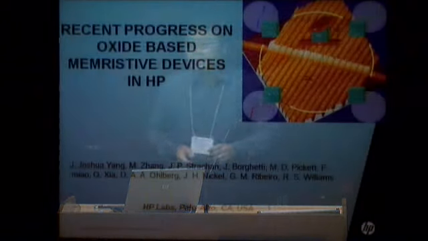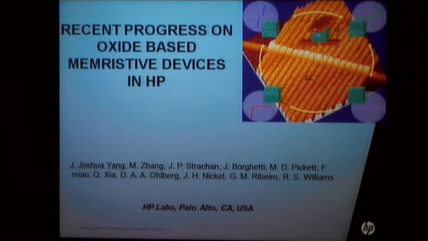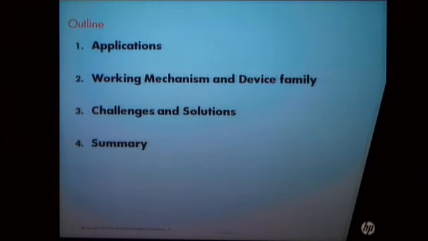I'm going to switch gears in my talk. The device I'm going to tell you about has nothing to do with magnetic properties. The switching property of the device is just from the oxide material itself. I myself am a materials science guy, but I will try not to talk too much about material details, but focus on the device level, talking about recent progress on oxide-based memristive devices at HP Labs.